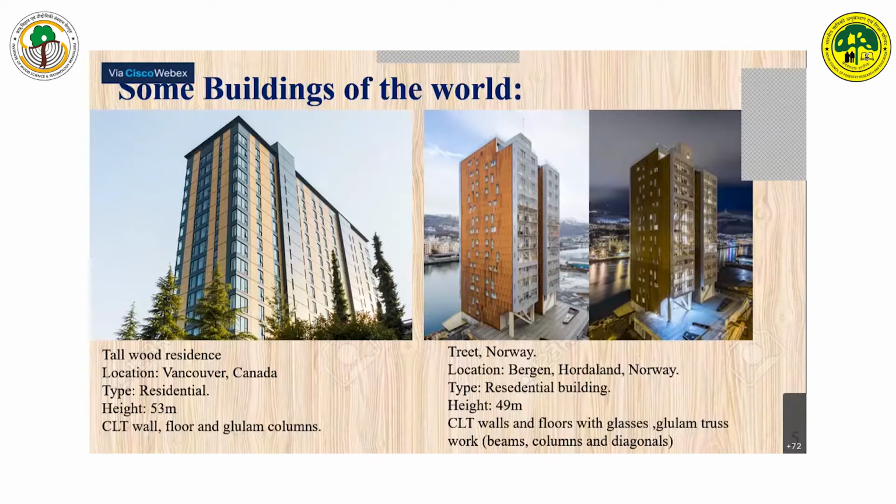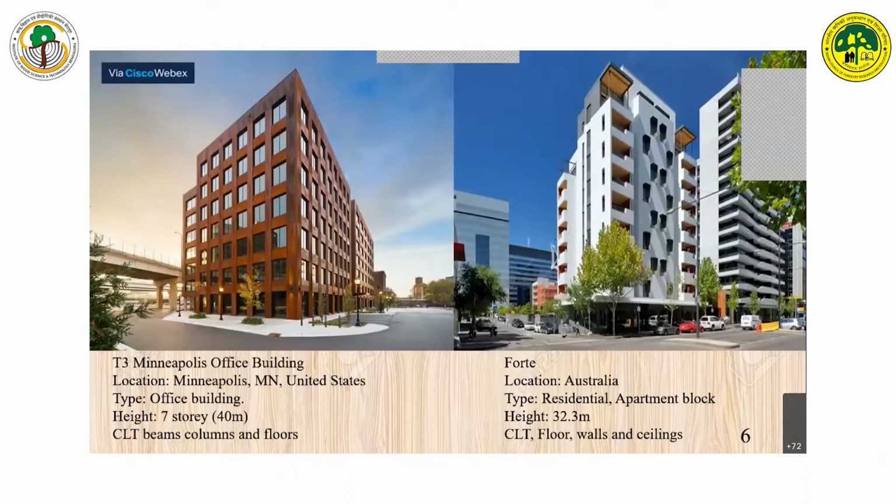Tallwood residence, situated in Vancouver, Canada, is a residential building with a height of 53 meters. Treet in Norway is also a residential building, with a height of 49 meters. The P3 Minneapolis office building, situated in the US, is a 7-story building with a height of 40 meters. Next one is The Fort, situated in Australia. It is also an apartment and residential block, with a height of 32.3 meters.